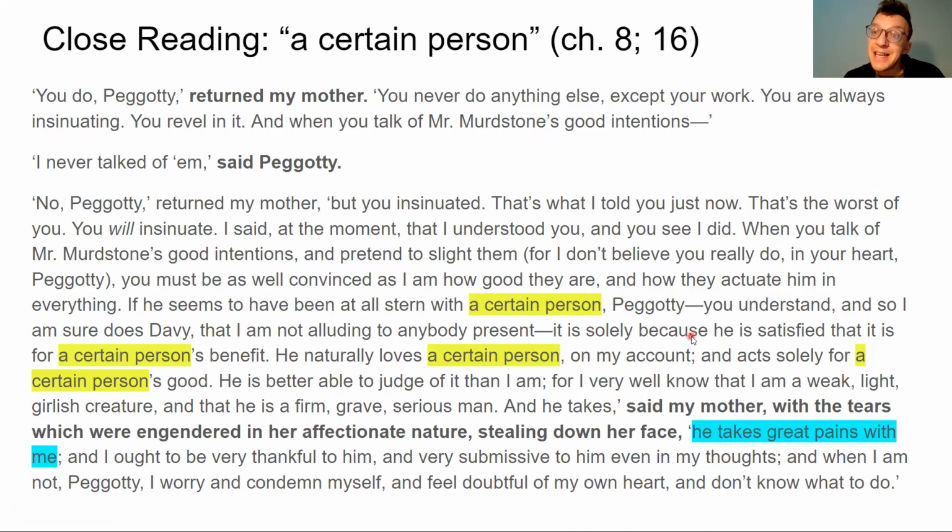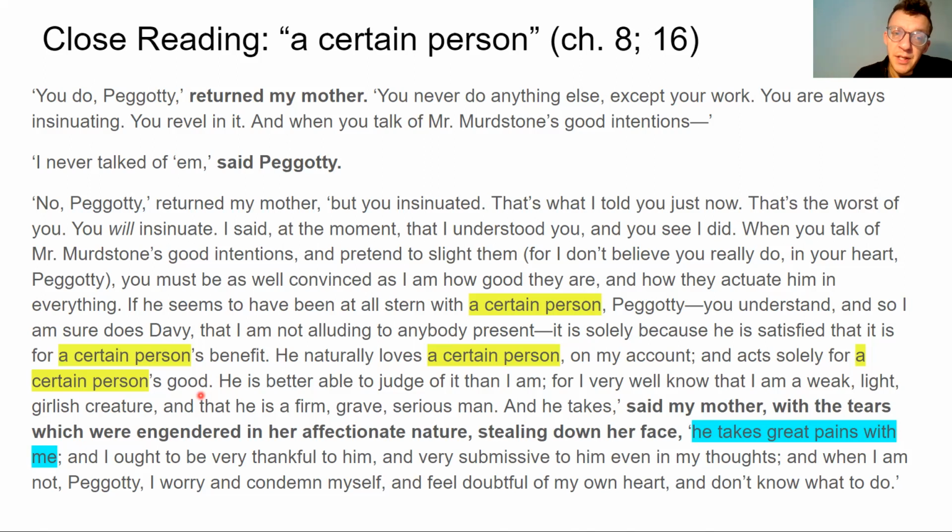"It is solely because he is satisfied that it is for a certain person's benefit. He naturally loves a certain person on my account," right? That little aside being like, maybe I'm talking about David here, "and acts solely for a certain person's good." So here we have repetition, not anaphoric repetition, just repetition, whereby a certain person is suddenly the certain person. And so this is a reason to kind of pay attention to what might be happening here.